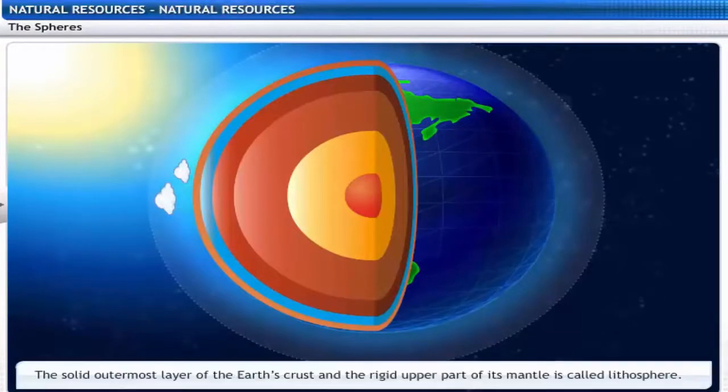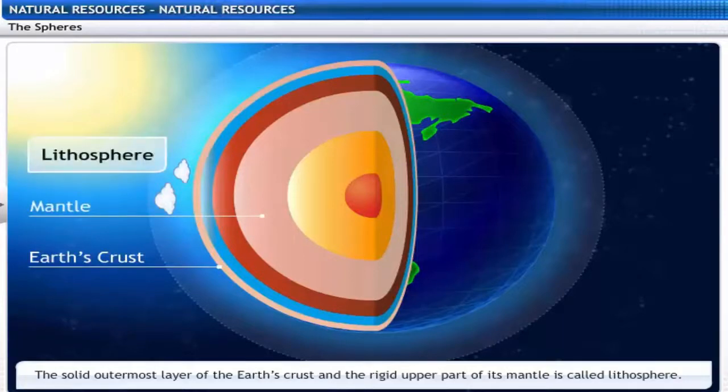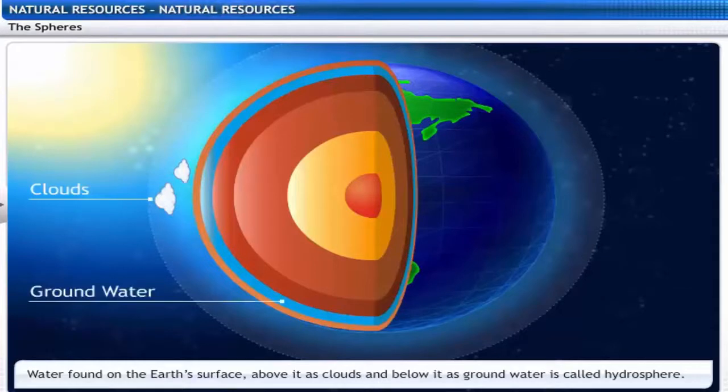The solid outermost layer of the Earth's crust and the rigid upper part of its mantle is called lithosphere. The water that is found on the Earth's surface, above it as clouds, and below it as groundwater, is called hydrosphere.